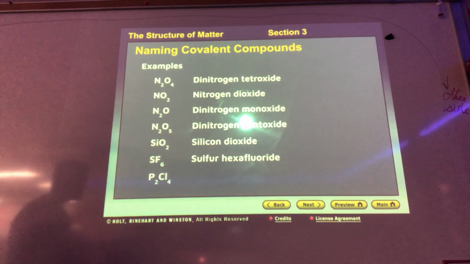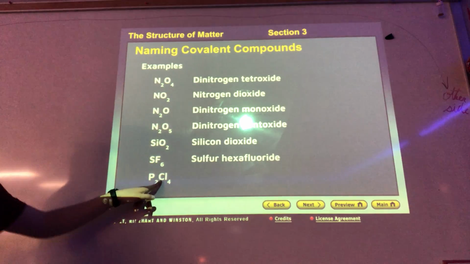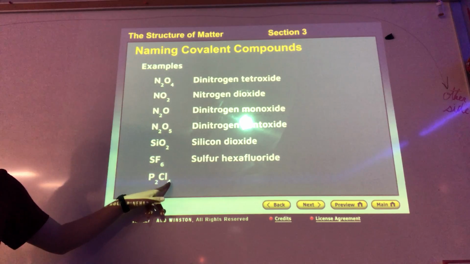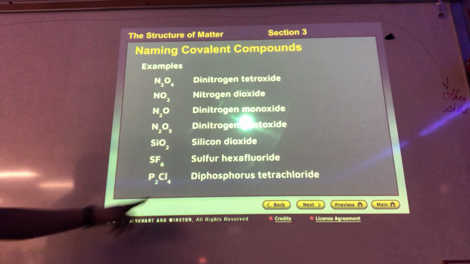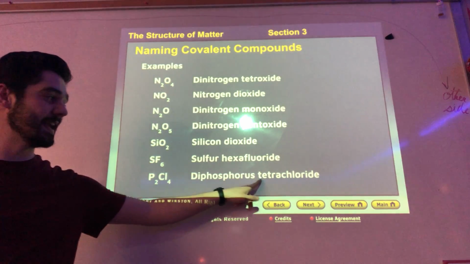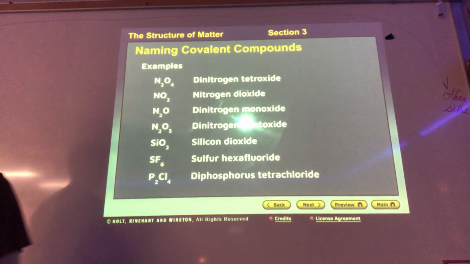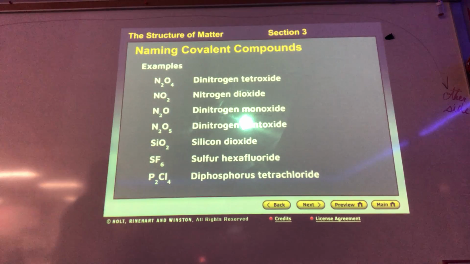What's P? Phosphorus. Diphosphorus. Cl. Tetrachloride. You thought that was long. This one's even longer. Diphosphorus tetrachloride. You expect us to write that down and spell everything correctly? Yes, because you can sound it out. Diphosphorus tetrachloride. Does this make sense?